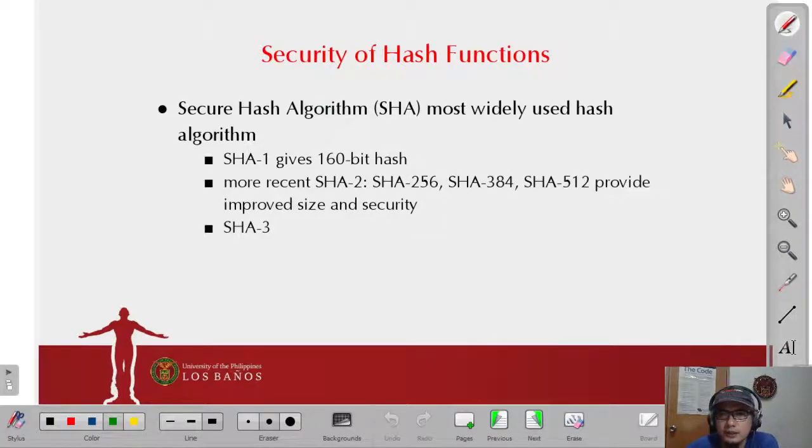So what is the widely used hash algorithm? We have the SHA algorithm. It's the most widely used hash algorithm. It has several versions. SHA-1 gives a 160-bit hash. Then SHA-2 has SHA-256, SHA-384, and SHA-512. And the latest is SHA-3, the secure hash algorithm.